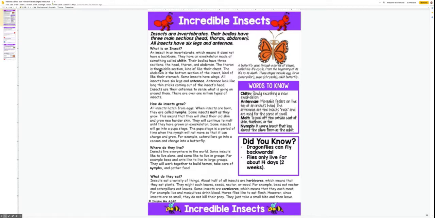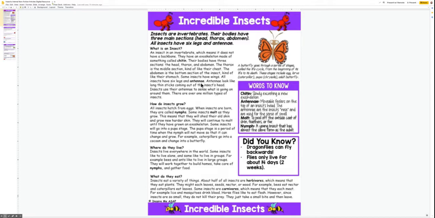Their bodies have 3 sections: the head, thorax, and abdomen. The thorax is the middle section, kind of like their chest. The abdomen is the bottom section of the insect, kind of like their stomach. So when the author created this article, they are comparing this insect to what we can relate to, the chest and the stomach. Okay, so that's a good comparison so we can understand. Some insects have wings. All insects have 6 legs and antenna.